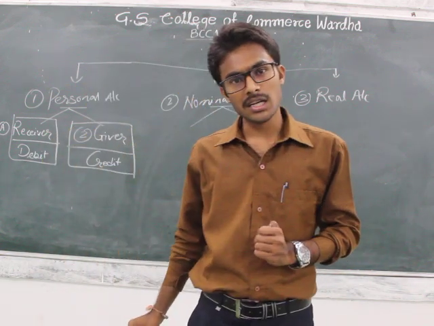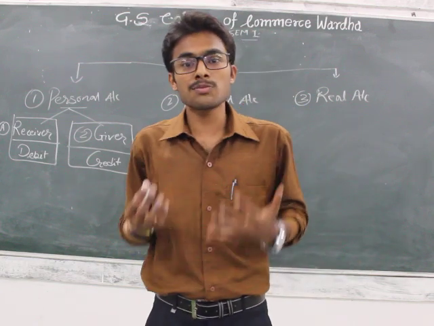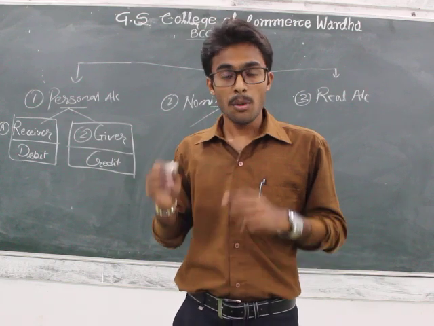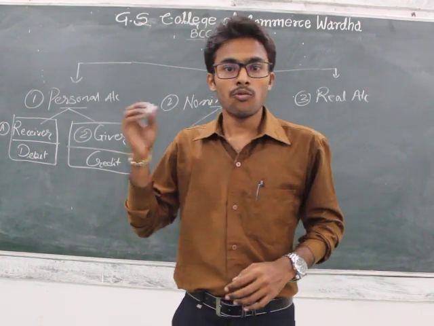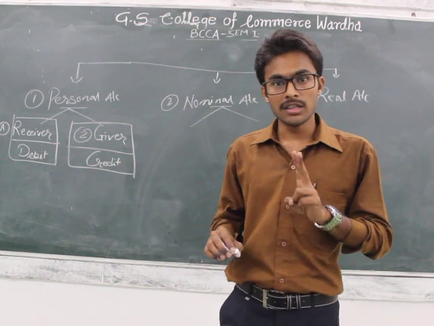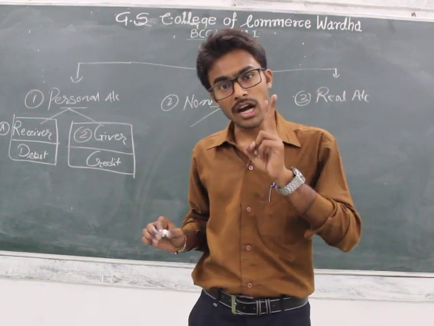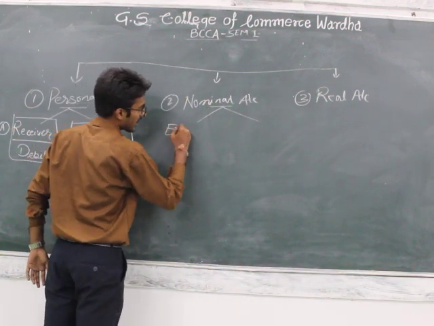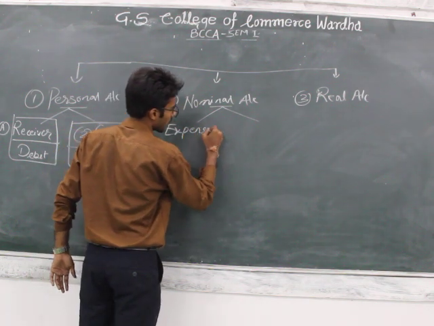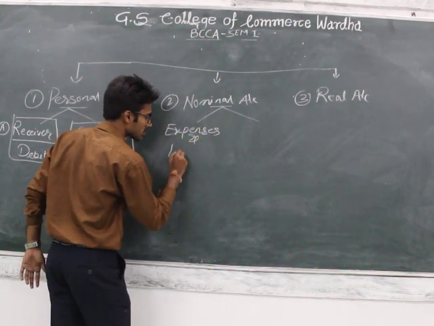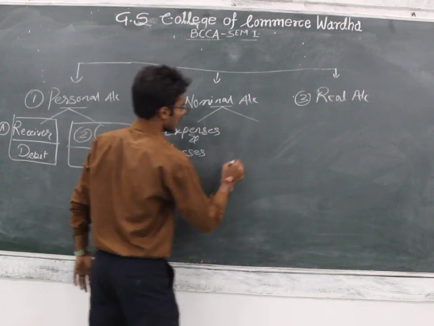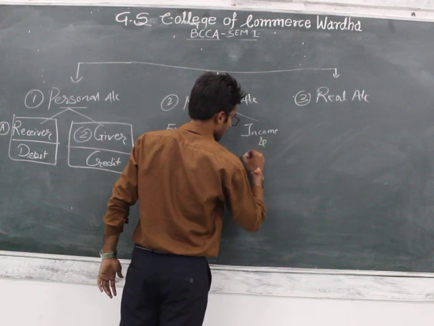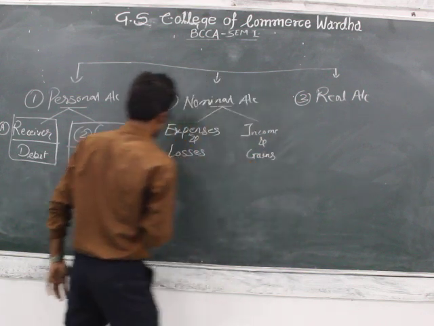Business is generally conducted to maximize profit, meaning getting more and more income and gains from business. But for that income and gains, one has to incur expenses. That means there are again two aspects. In the nominal account we have expenses and losses, and income and gains, right?